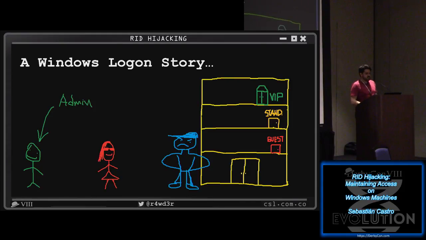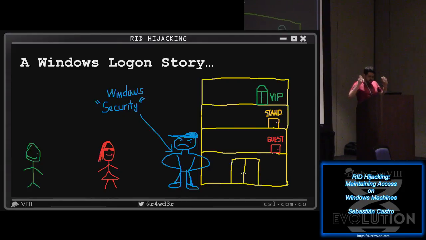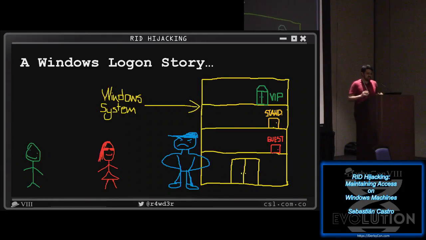So let's assume that this green guy will be the representation of the administrator or built-in account. This red girl will be our main character that will represent an unprivileged account, for example, the guest account. And the blue guy will represent the Windows security, and this ugly building, the Windows OS.